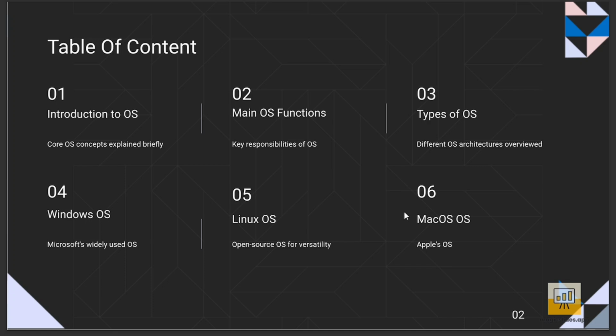Think of your computer as a big company. You have hardware, the employees like CPU, memory, and the storage, and software, the tasks they perform. The operating system is the boss that coordinates everything. Without an OS, your computer would just be an empty box of metal and silicon.